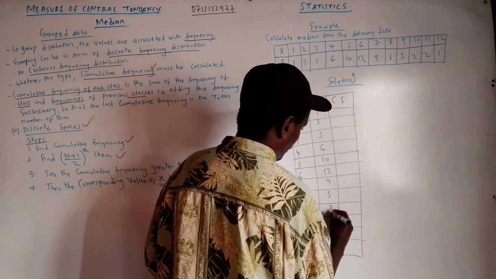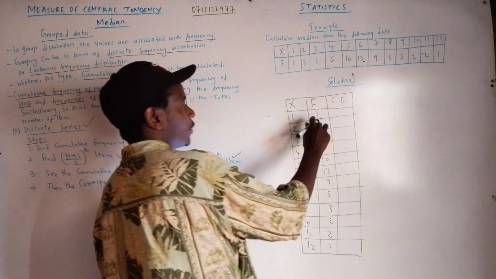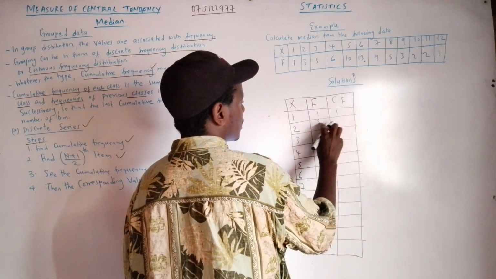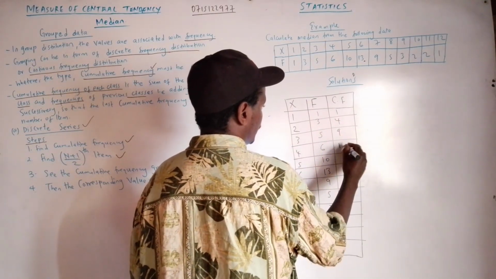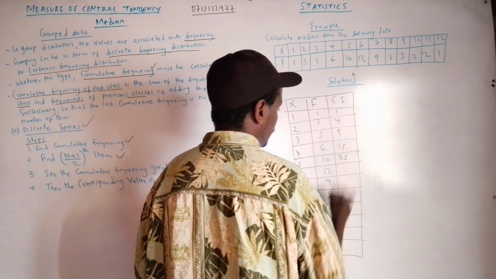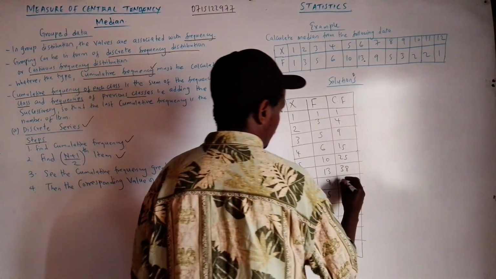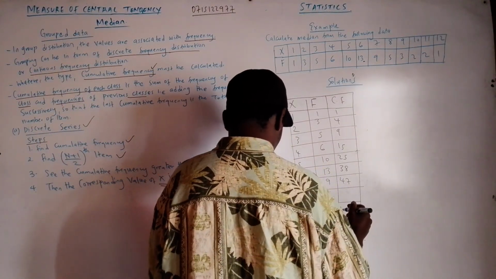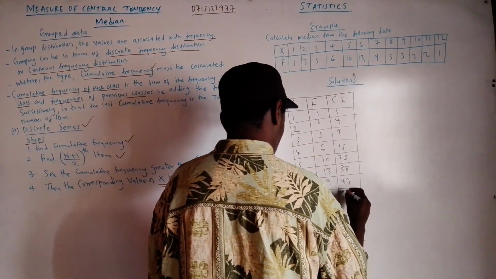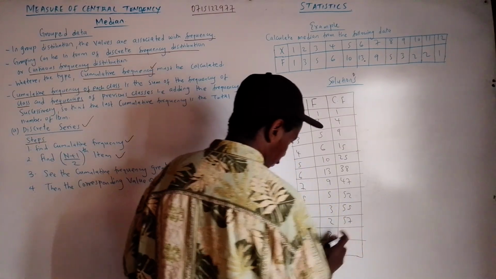So let's find the cumulative frequency. The first one, cumulative frequency will be 1. So 1 plus 3 is 4. 4 plus 5 is 9. 9 plus 6 is 15. 15 plus 10 is 25. 25 plus 13 is 38. 38 plus 9, that is 47. 47 plus 5, that is 52. Plus 3, that is 55. Plus 2 is 57. 57 plus 2, that is 59. 59 plus 1, that is 60.